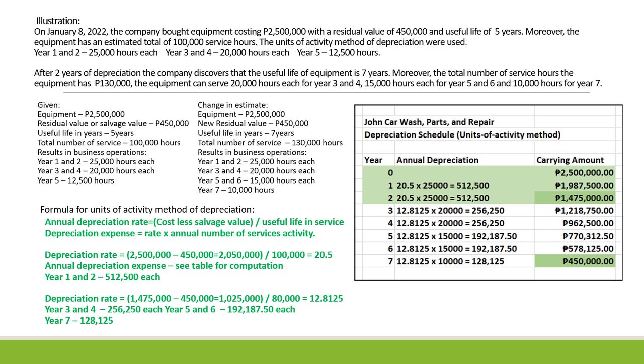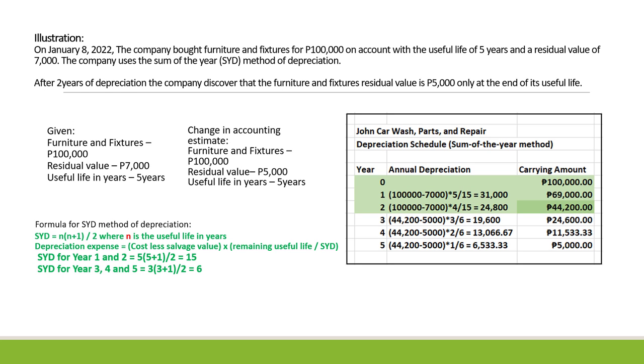Illustration. On January 8, 2022, the company bought furnitures and fixtures for 100,000 pesos on account with a useful life of 5 years and a residual value of 7,000. The company uses the sum of the year method of depreciation. After 2 years of depreciation, the company discovered that the furniture and fixtures residual value is 5,000 pesos only at the end of its useful life.